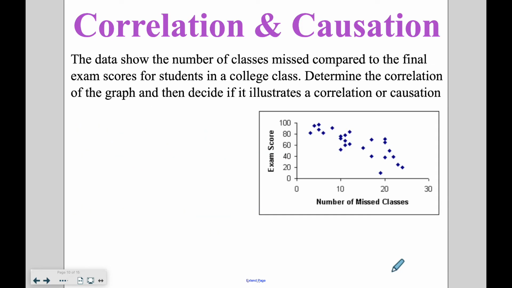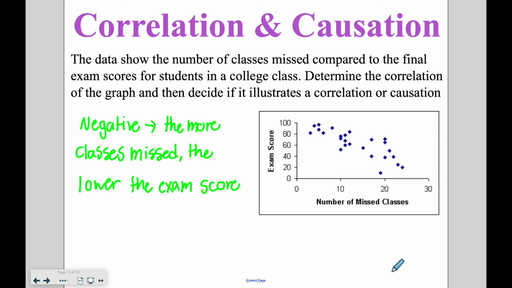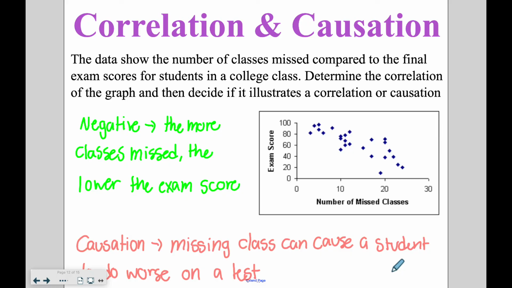First, I want you to just determine the correlation. So in this case, we have a negative correlation. The more classes you miss, the lower your exam score. Now decide if this is correlation or causation. This one in this case is going to be causation. The more classes you miss could cause you to do worse on a test. It's not a guarantee that missing more class is going to make you do worse, but it is a possibility. So it could cause this to happen.